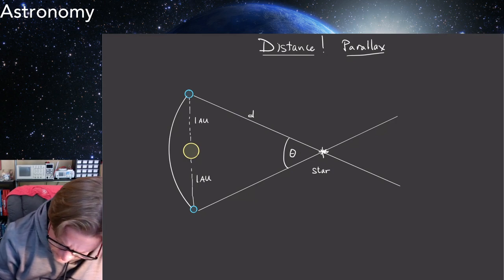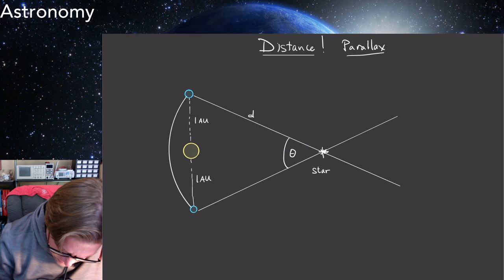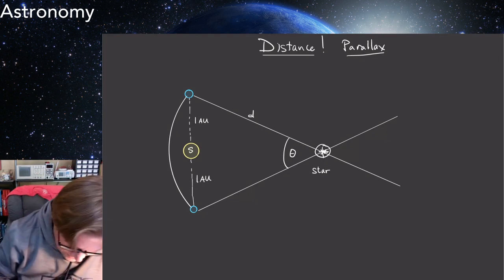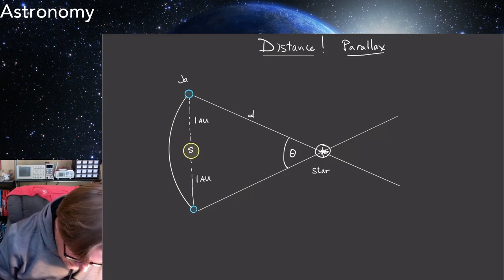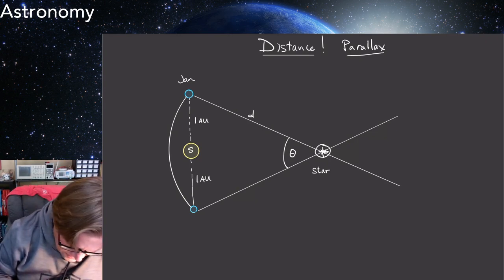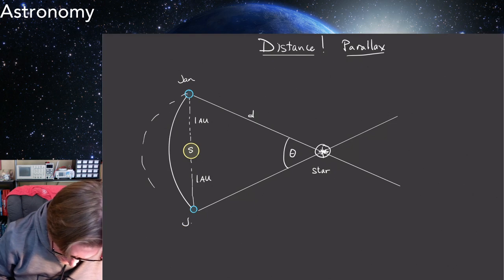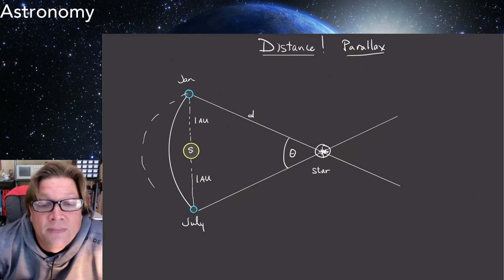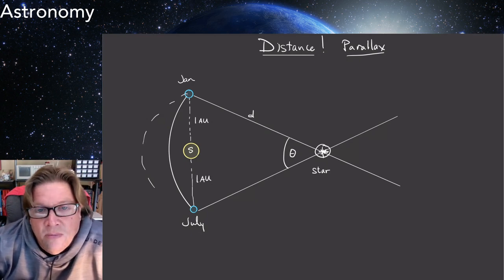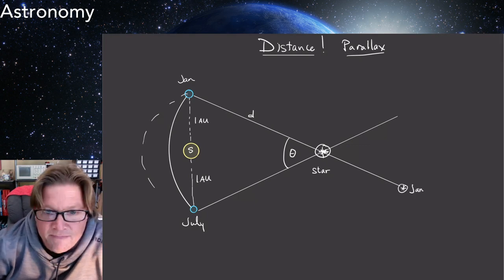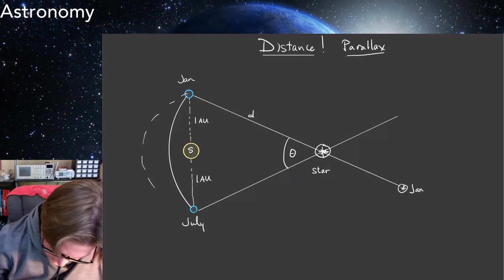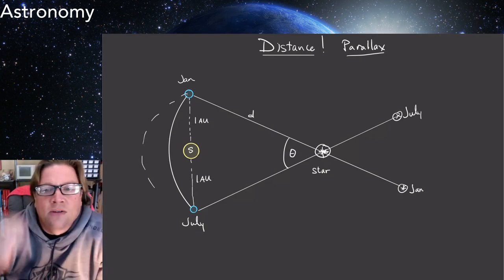So here I have a diagram, like maybe a star is right here. Here's the sun. None of this is to scale, right? This is just a cartoon. And here's the Earth in, I don't know, January as it goes around the sun. Six months later, something like July, the Earth is over here on the other side. When we look at the star from January, you follow that sight line and it looks like maybe the star is at that point. And then when we look at the star in July, it looks like the star has jumped a little bit.